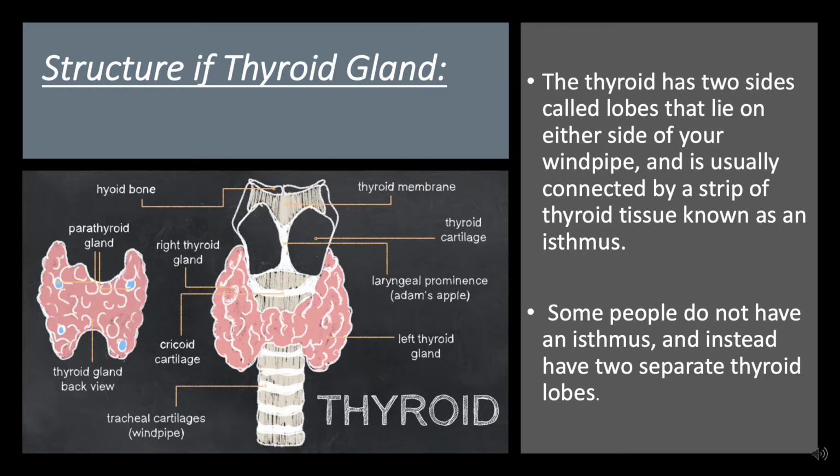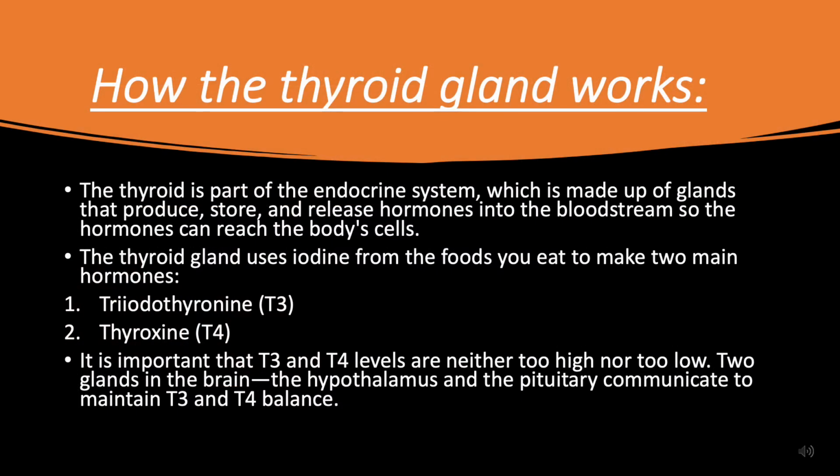In this diagram, the thyroid gland structure is explained in 2 ways, front view and back view. On the front view, the 2 lobes of the thyroid gland are shown, and on the back view the parathyroid glands are shown, which are attached to the thyroid gland.